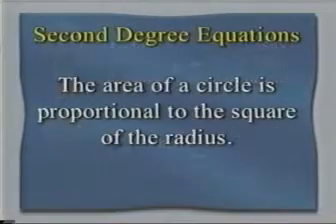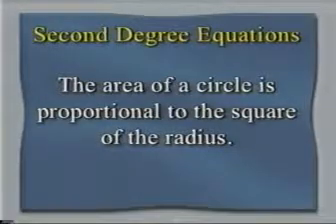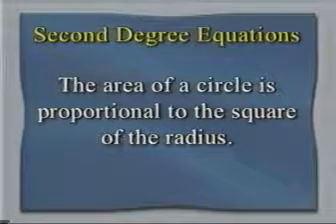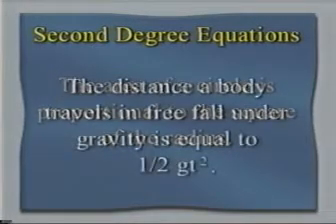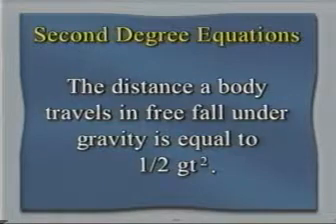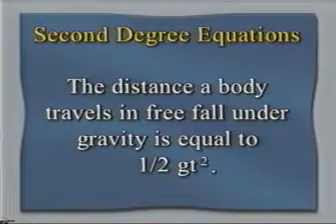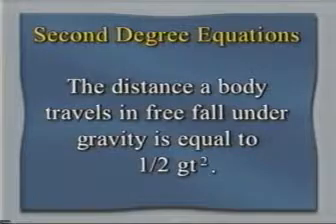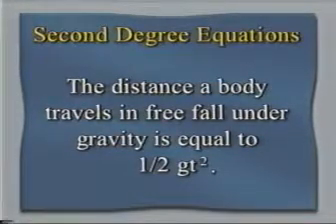The area of a circle, and how many times do we use circles in the real world? The area of a circle is proportional to the square of its radius. The distance a body travels in free fall, that is under gravity with no other force applied to it, is equal to 1/2 gt squared, where g is the acceleration due to gravity and t is the time. So we have a quadratic equation.